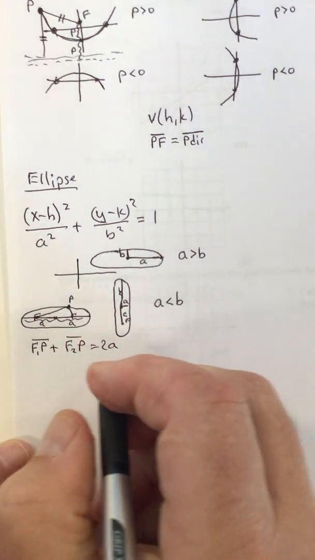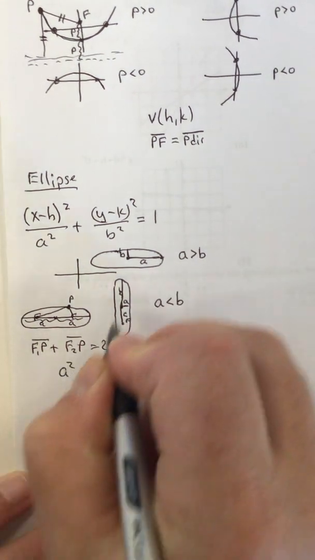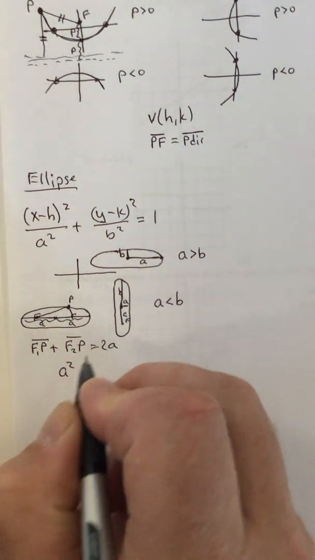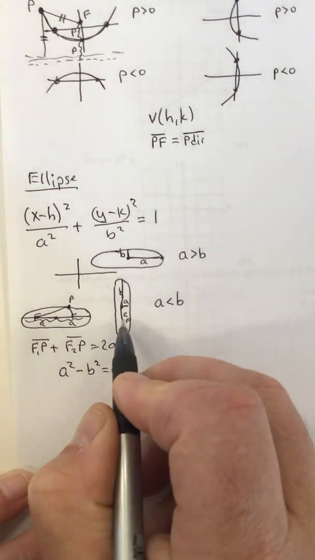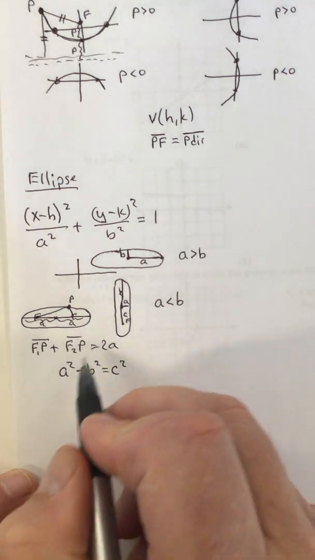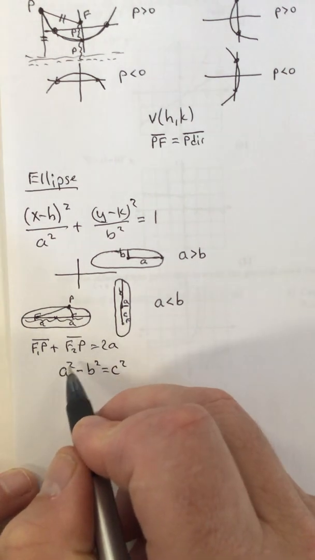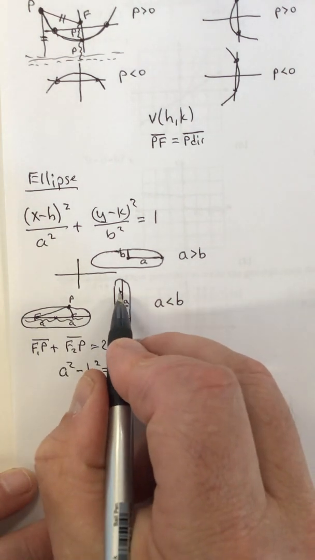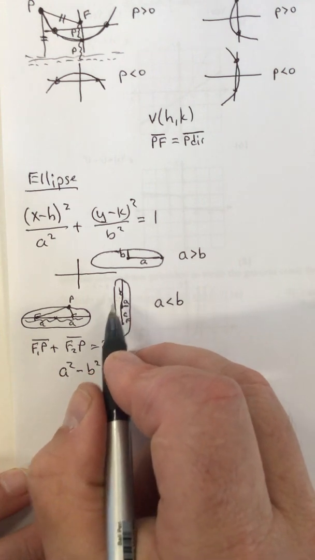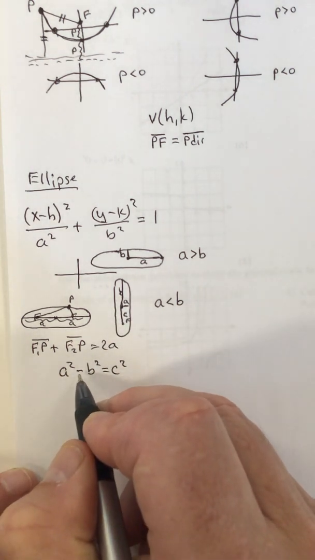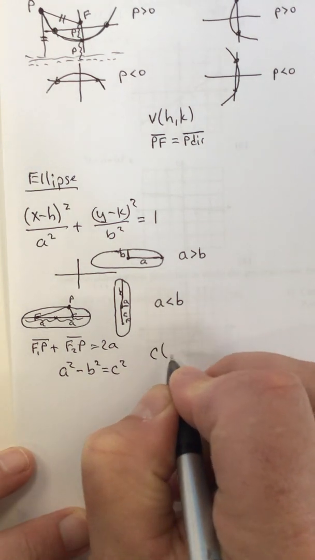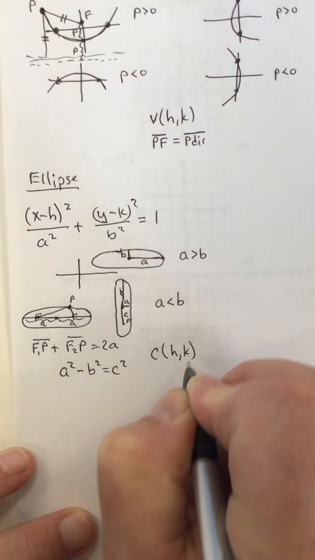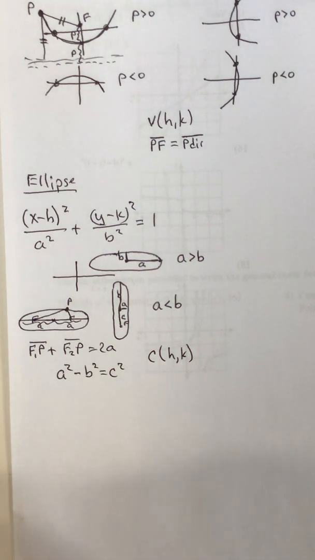Another relationship that we have is a squared minus b squared equals c squared. That relates these three distances together. Now you always put the bigger number first because we want it to be positive. So here it would be, if it was this way, it doesn't matter the letters. It's the bigger one minus the smaller one equals the focus one. And then again, the center here is at (h, k). So there are some things we know about ellipses.